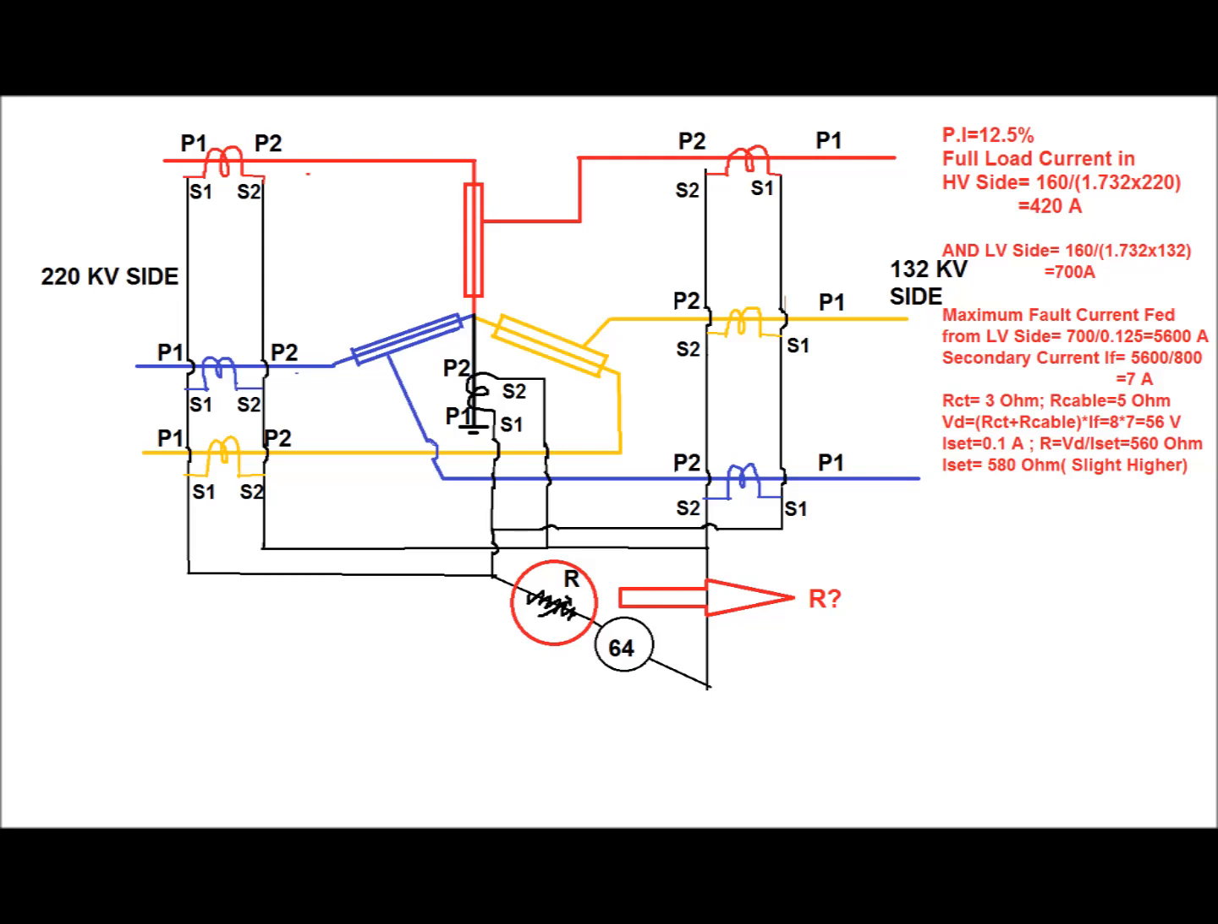Now let us consider the resistance RCT, that is the CT secondary resistance, as 3 ohm, and the cable from the CT secondary box to the panel as 5 ohm, that is R cable equal to 5 ohm. Then the maximum voltage drop during maximum through fault condition will be equal to RCT plus R cable into IF, which comes to 56 volt. If the setting is 0.1 ampere, then the value of the resistor will be R equal to VD by I set, equal to 560 ohm.